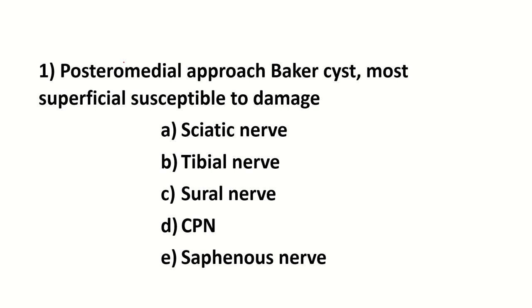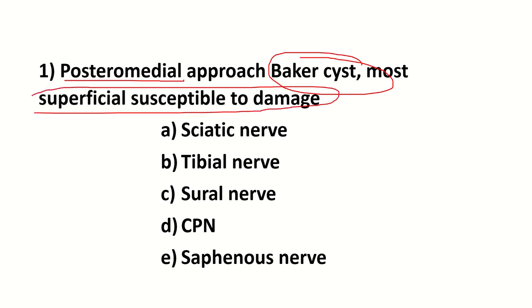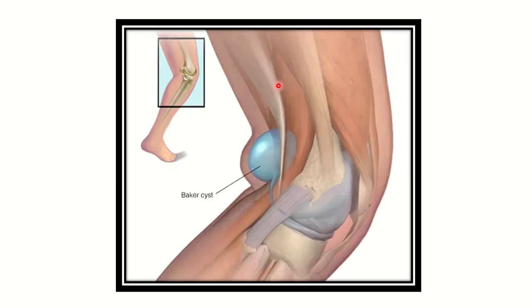So here they want to know that a Baker cyst which is present in the knee joint is located in the posterior medial side. So the most superficial structure that may be damaged. Here the options are sciatic nerve, tibial nerve, sural nerve, common peroneal nerve, and saphenous nerve. So we have to find out one of the options which may be damaged during the posterior approach of removal of the Baker cyst. So first of all, let's see the Baker cyst.